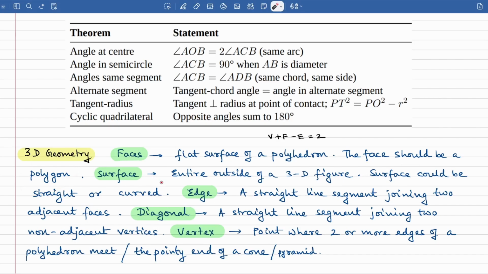A surface is the entire outside of a 3D figure. A surface could be straight or curved. Figures like cuboids will have straight surfaces and cylinders, cones, spheres, hemispheres will have curved surfaces. So that's why you have total surface area and curved surface area separately.